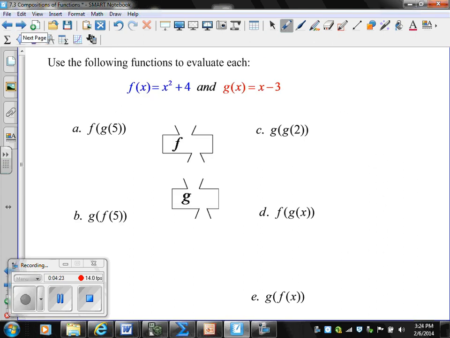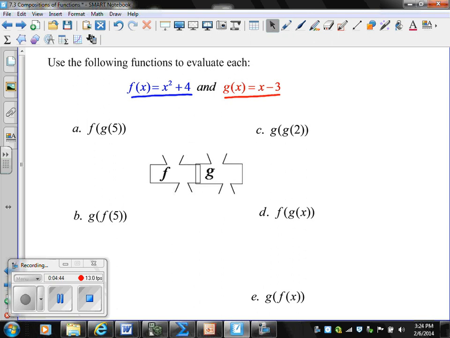So we're going to use the following functions to evaluate each of these things, a, b, c, d, and e, all along here. My f function is going to be x squared plus 4. My g function is going to be x minus 3. And again, I'm going to use my little function boxes as a prop to kind of help us out and see what's going on here.